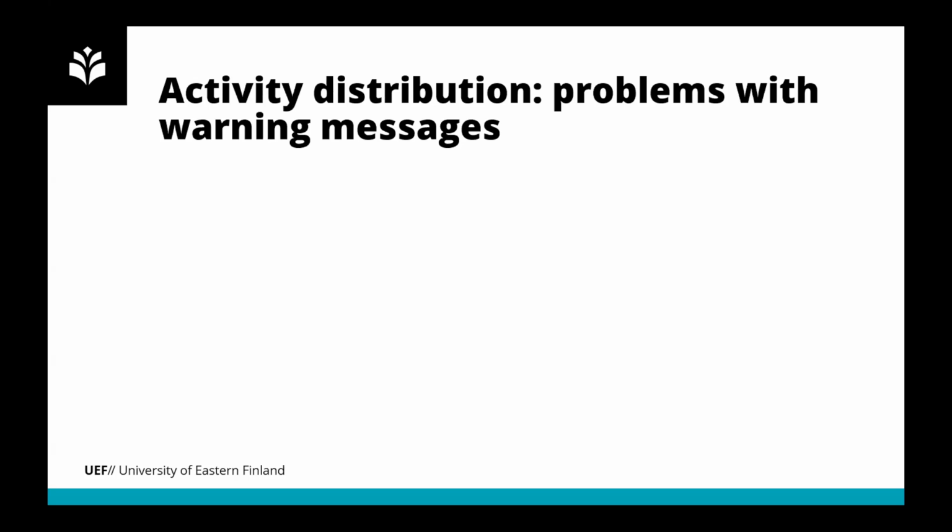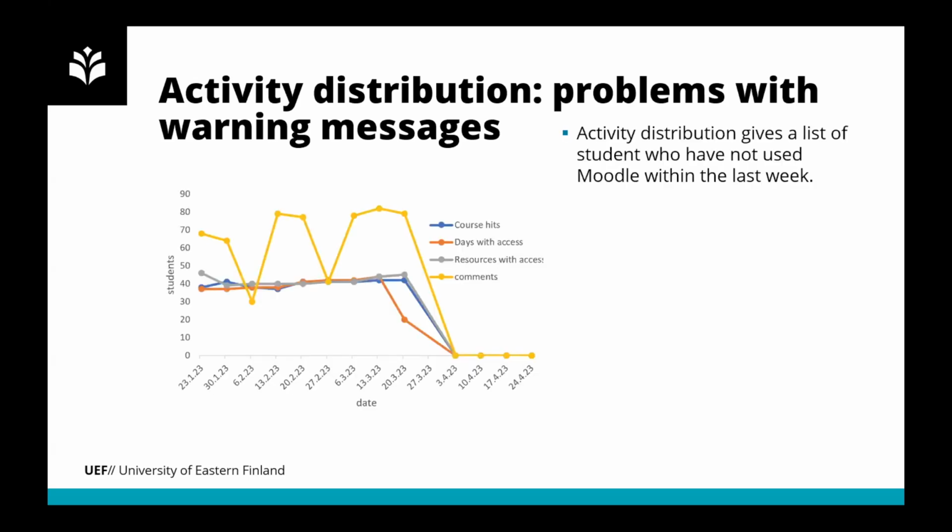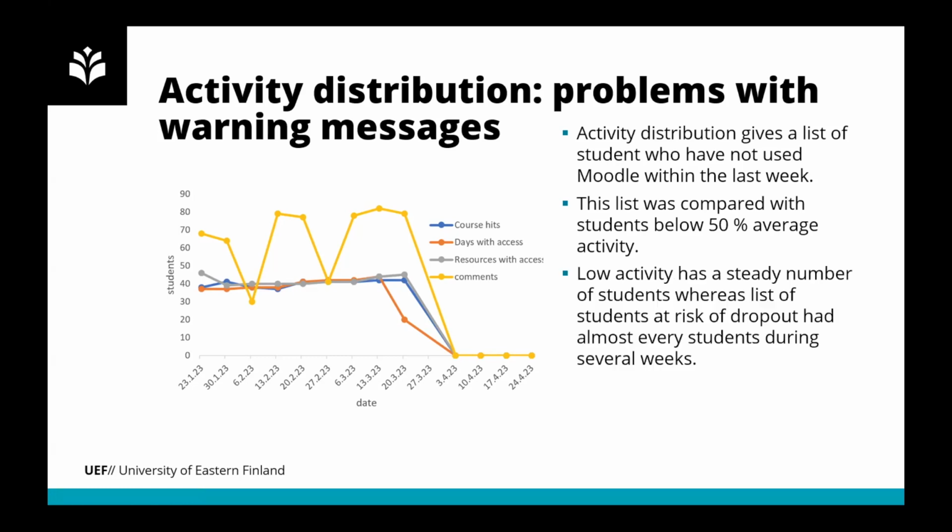It can be that it gives you information that these students are at risk of dropping out. And 2 years ago, I was calculating them every week. So the activity distribution gives information on how many course hits we have and days of access, but there's also the yellow line, giving comments that these students have not been in the course during the last week or whatever.